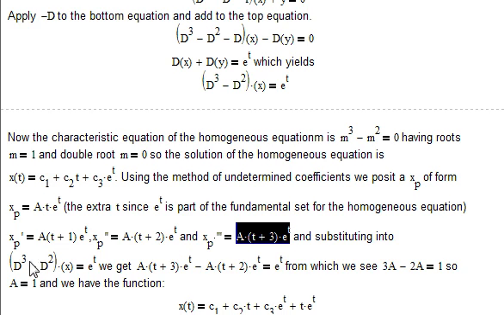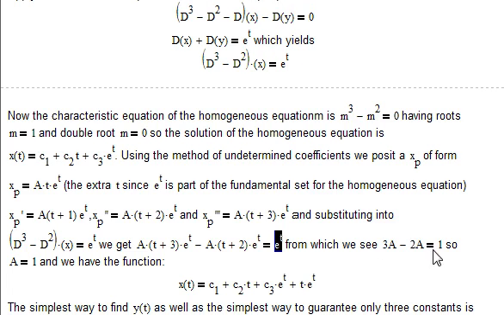And substituting that back into this equation, we get third derivative minus the second derivative equals e to the t. From that we see the 3a minus 2a equals 1. Do you see why that's so?